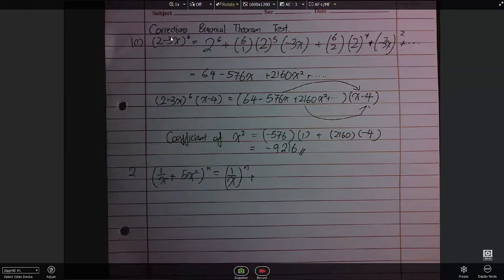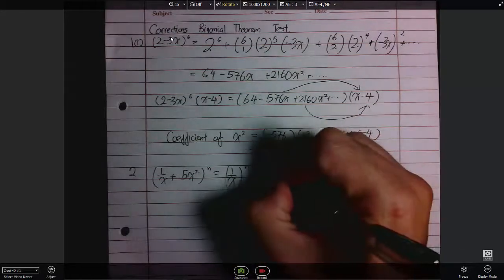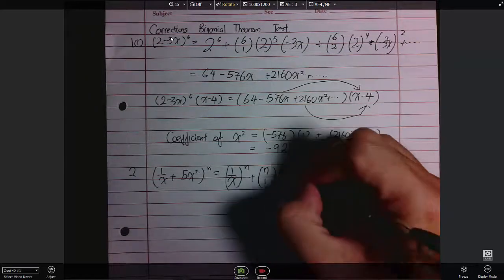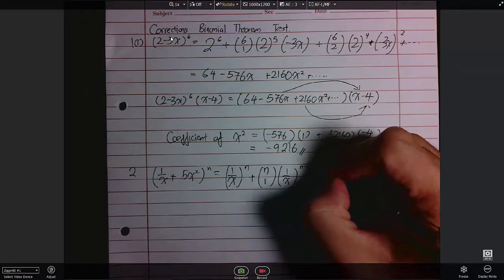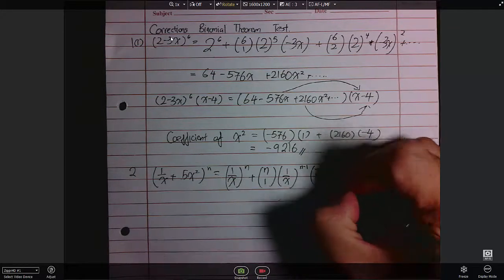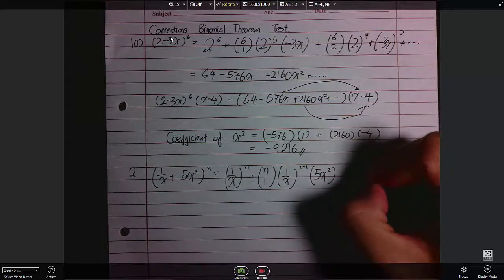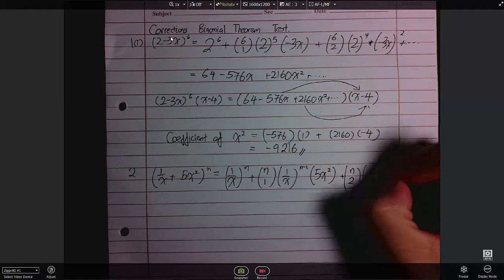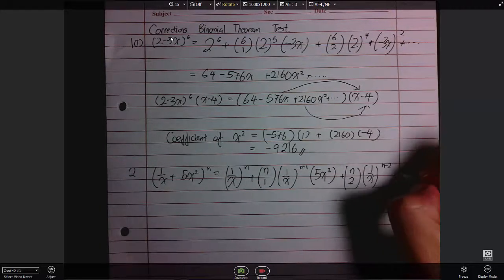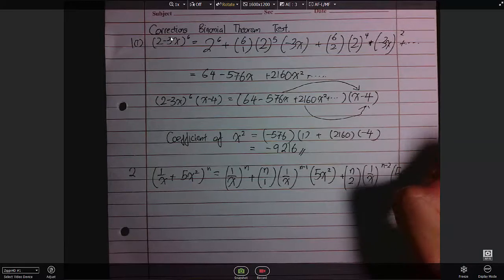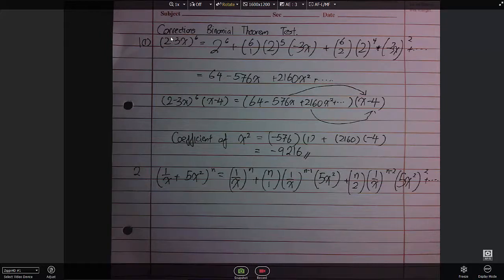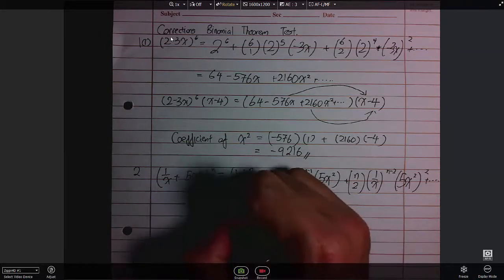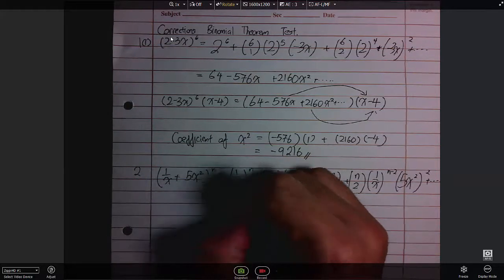My second term will be n choose 1, 1 over x to the power of n minus 1, times 5x squared to the power of 1, plus n choose 2, 1 over x to the power of n minus 2, 5x squared to the power of 2, plus dot dot. The ratio of the second term to the third term is 1 to 20. But let me just simplify everything a bit for you first.